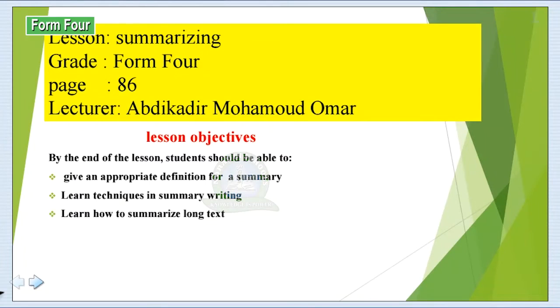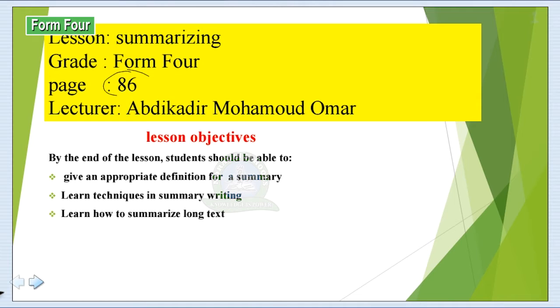So today we're going to talk about summarizing. Our lesson is about summarizing. Which page? 86. On which class or grade? Form 4. And the lesson is summarizing. So look at your books and open your books to page 86.